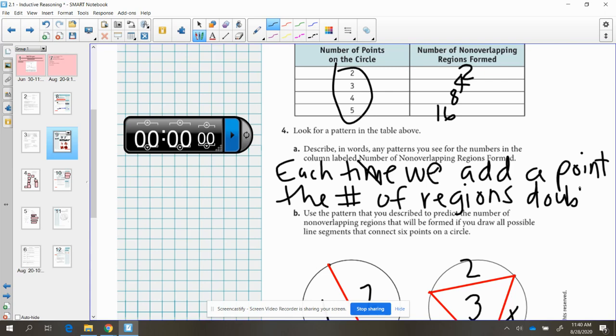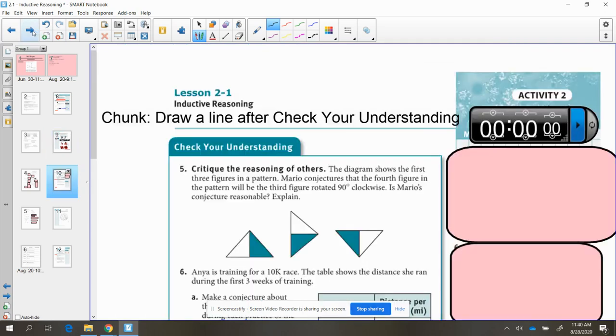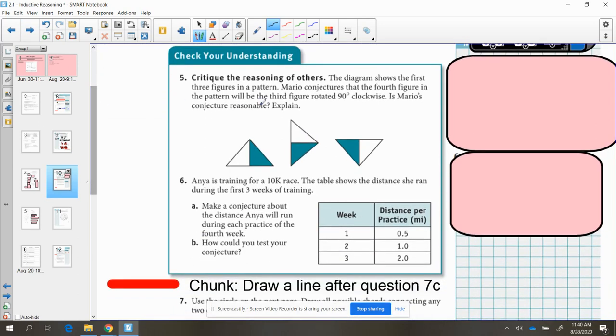Okay, now keep that prediction in your brains, and we are going to move on then. We're going to need that information a little bit later. All right, now taking a moment here to look at number 5.